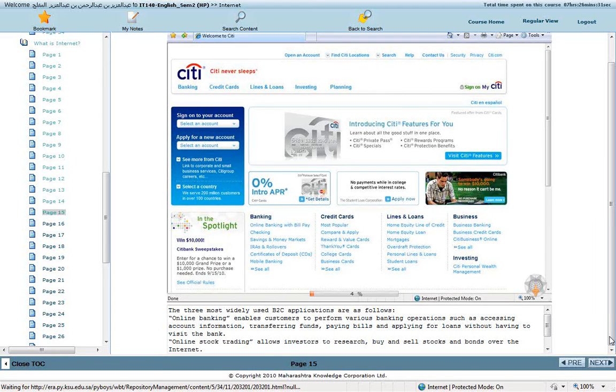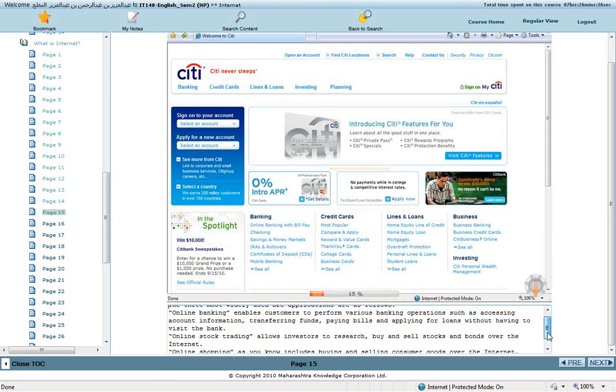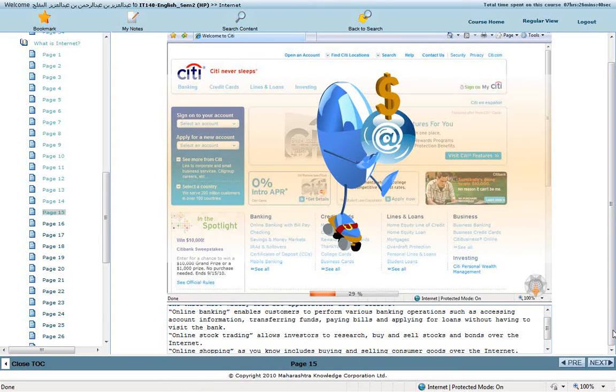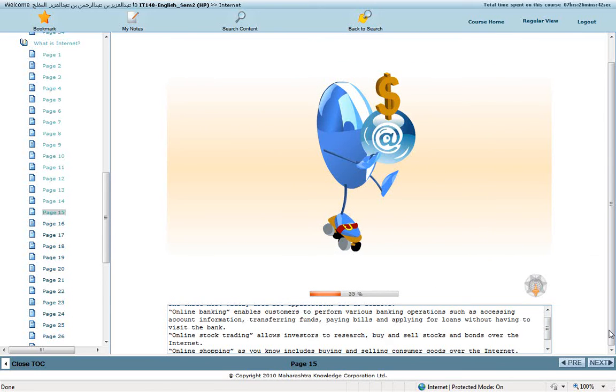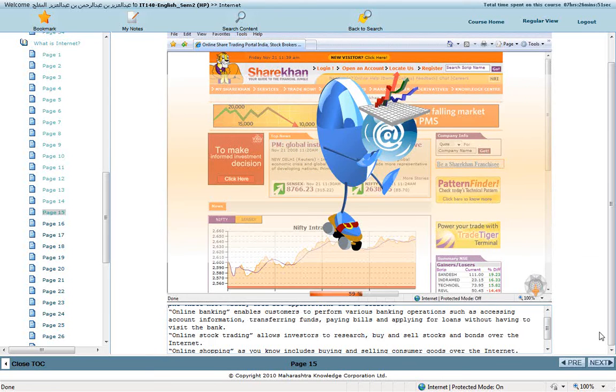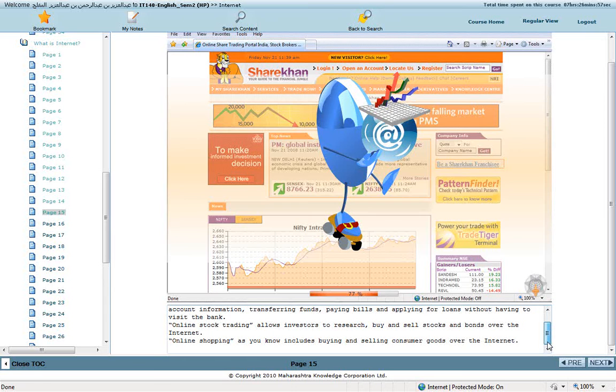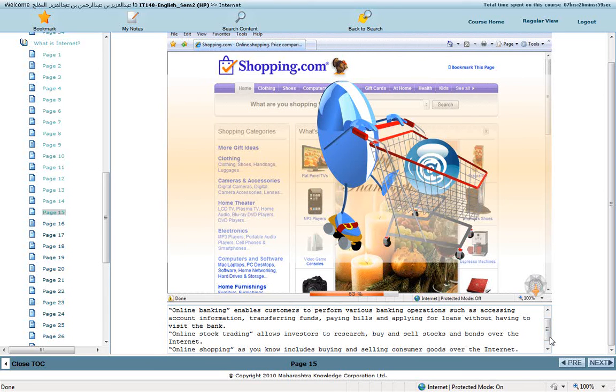The three most widely used B2C applications are as follows. Online banking enables customers to perform various banking operations such as accessing account information, transferring funds, paying bills, and applying for loans without having to visit the bank. Online stock trading allows investors to research, buy, and sell stocks and bonds over the internet. Online shopping, as you know, includes buying and selling consumer goods over the internet.